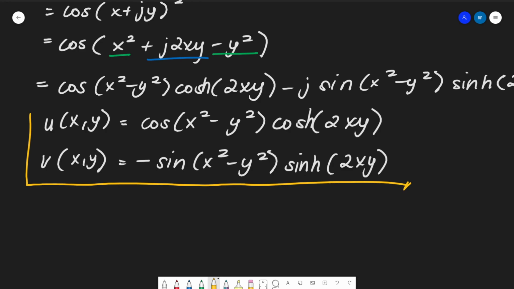So, that's for our lesson on complex functions. We just need to identify what u and v are, the real part and the imaginary part of the complex function. Next lesson, we will discuss the derivative of complex functions. Okay? So, till then, stay safe and God bless.